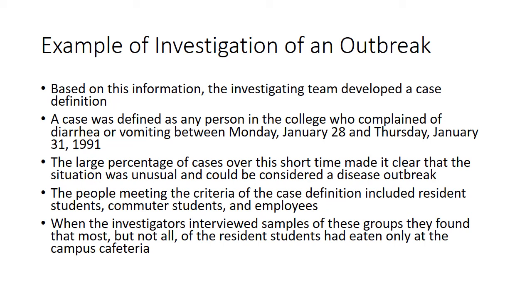So again, that is important, because if it only included, say, resident students, maybe it's something with the dorms. If it was only commuter students, that might indicate something else. The fact that it was affecting all people at the university gives you some clues as to what the actual source was. And when the investigators interviewed samples of these groups, they found that most, but not all, of the resident students had eaten only at the campus cafeteria. So again, another clue to the investigation.